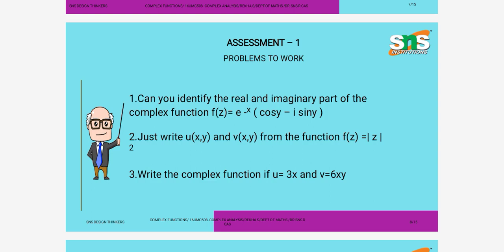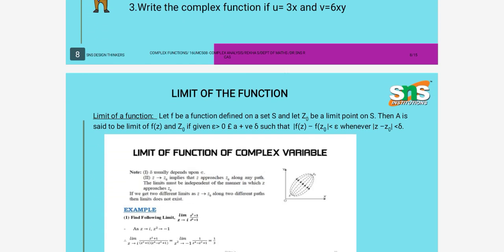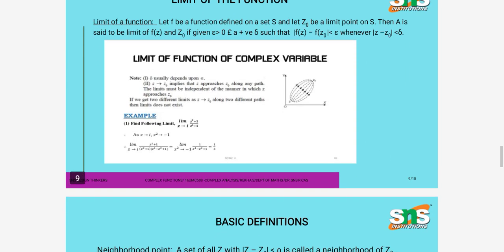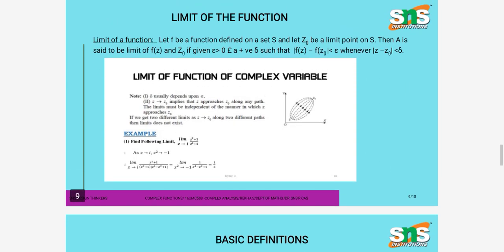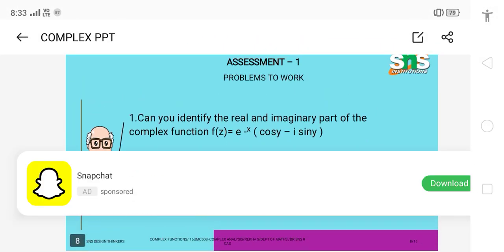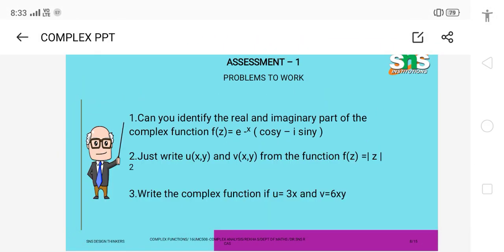Next, u equal to 3x and v equal to 6xy: you can apply the formula for the complex function. What is the formula? f of z equal to u plus iv. Like that you can go with the complex function. Next are limits of functions and basic functions, and these concepts we can discuss later.